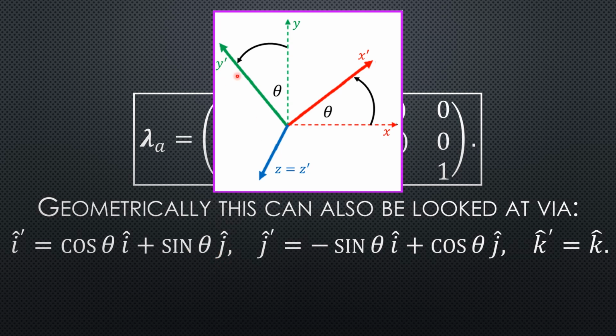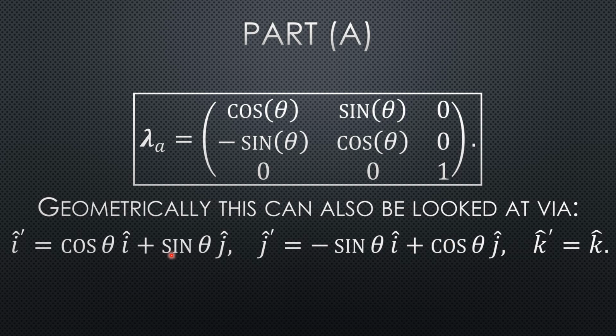Now, if we look at the y prime, which is j hat prime, we see that we're pointing to the left now, which is in the negative original x direction. So that amount is negative sine theta. And we're also still pointing up in the original y direction, so that's some amount cosine theta. Meanwhile, we have that z is overlapped with z, so k hat prime is equal to k hat, and we're good. That being said, we see that the i hat prime goes to this row.